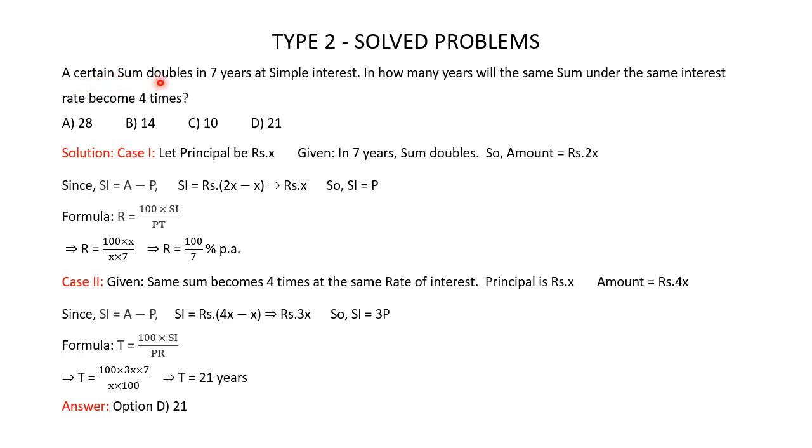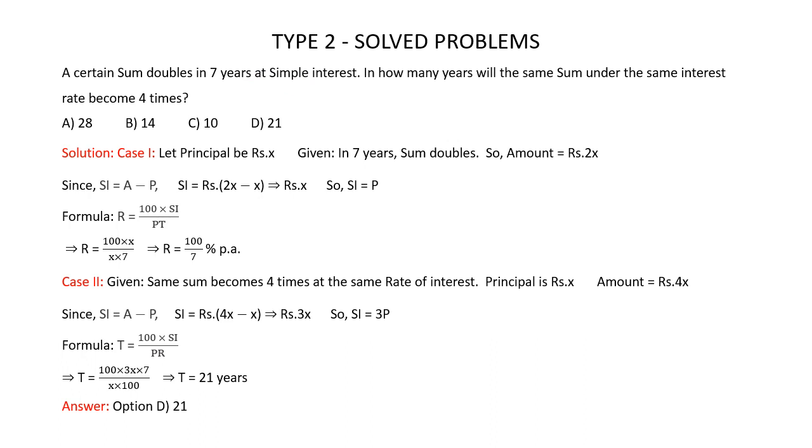A certain sum doubles in 7 years at simple interest. In how many years will the same sum under the same interest rate become 4 times? Here you are given 4 options and you have to find out which of these options is the correct one. Now let's look at the first case. Here it's given that a certain sum doubles in 7 years at simple interest.